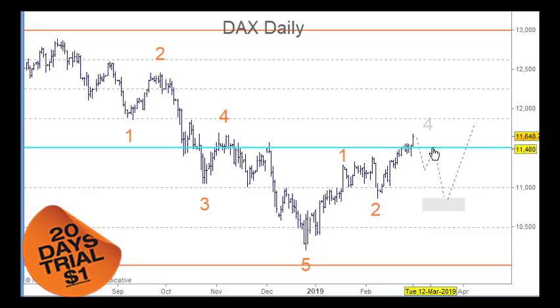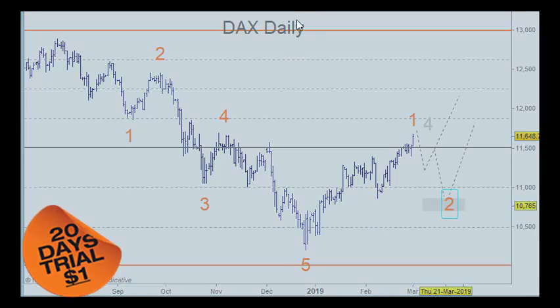So we'll keep this count going just in case this occurs here once this top comes into play here. And we'll see how we go from that point. But this is the primary count at this particular stage, but we'll look at both of those on the intraday.